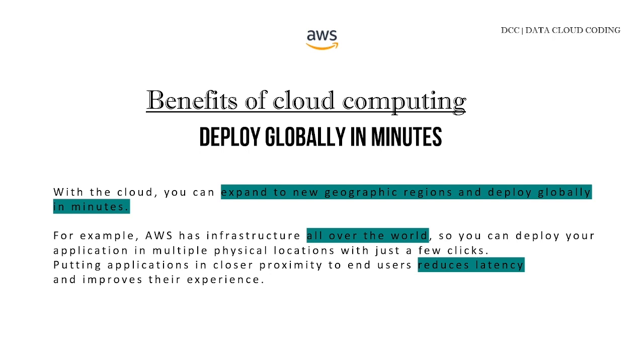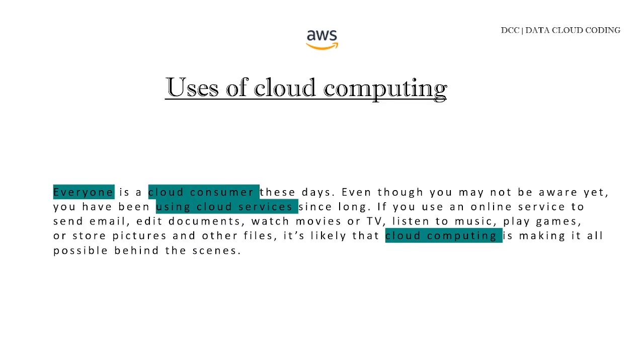For example, if we take AWS, it has infrastructure all over the world. So we can quickly deploy our application in multiple physical locations with just a few clicks. Putting applications in close proximity to the end users reduces the latency and improves user experience. Okay, so we have seen the major benefits that cloud computing provides to us.